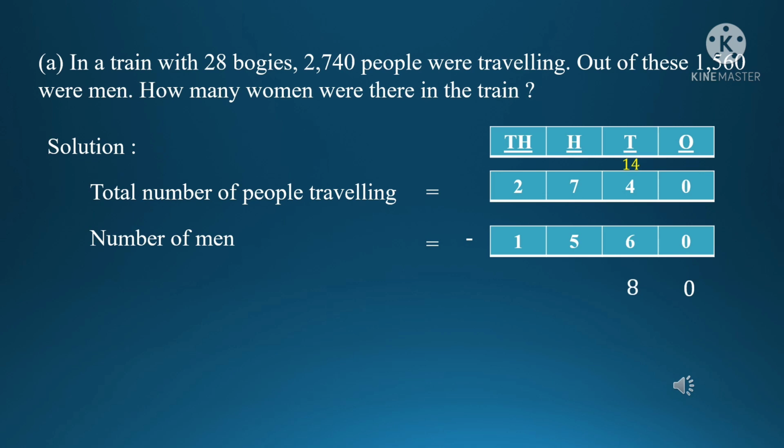The number in the hundreds place, that is 7, has become 6. So 6 minus 5 is 1. And now in the thousands place, 2 minus 1, so the answer we have got is 1. So what is the answer exactly? The number of women is 1180.